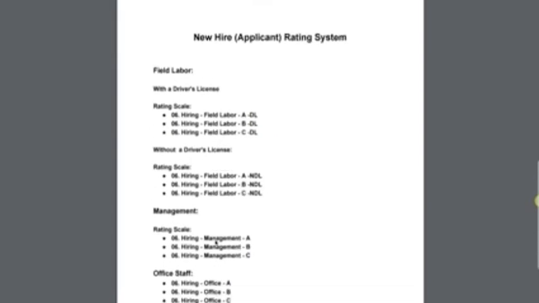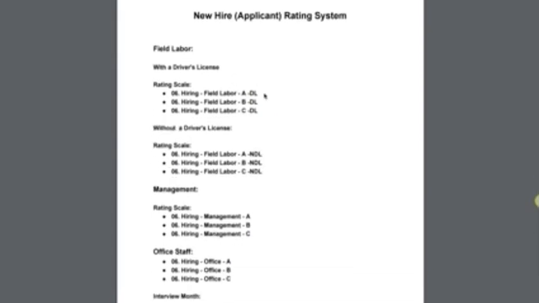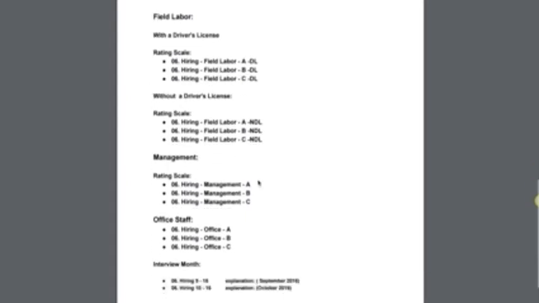A quick overview: we broke field labor into driver's license and non-driver's license with an A, B, and C rating. We went to the management level, A, B, and C rating, and then office staff, A, B, and C rating. It's really important that most companies that are trying to scale are constantly interviewing, so they have the flexibility to pull someone out of the field if they're not performing or if they quit. And with rapid growth in the major sales seasons, you may be adding a crew or two within a month.